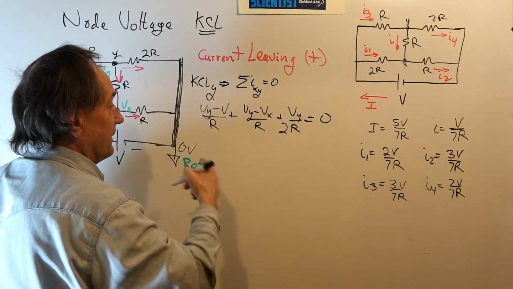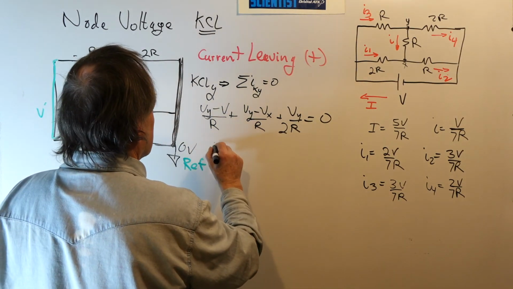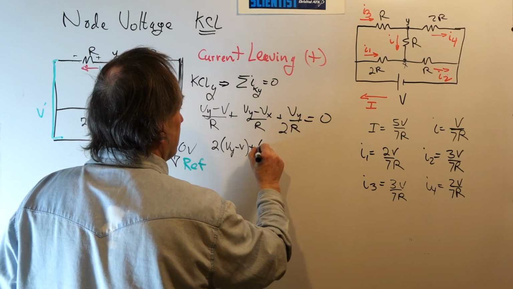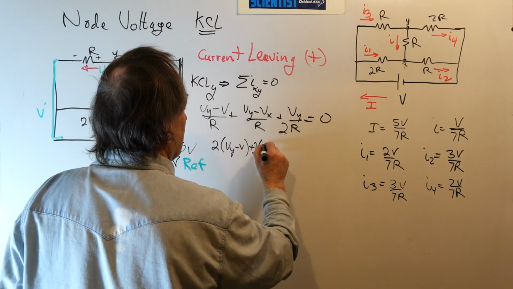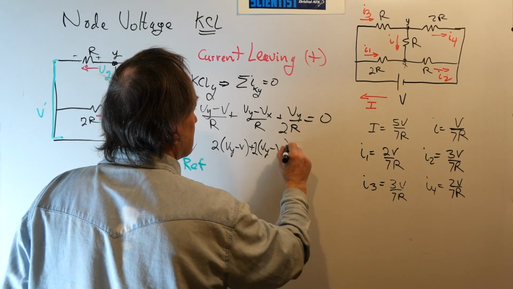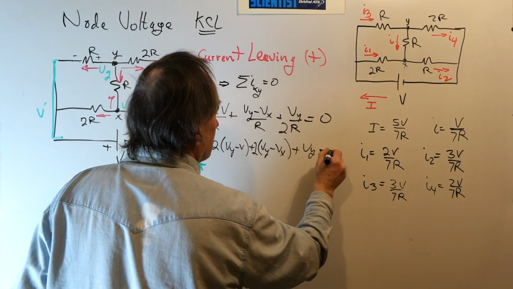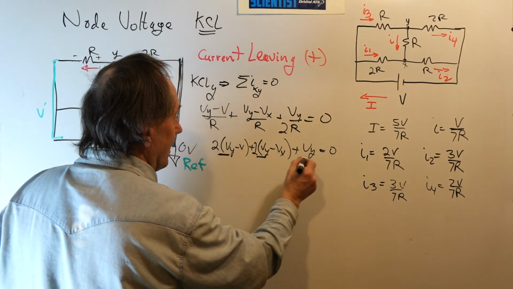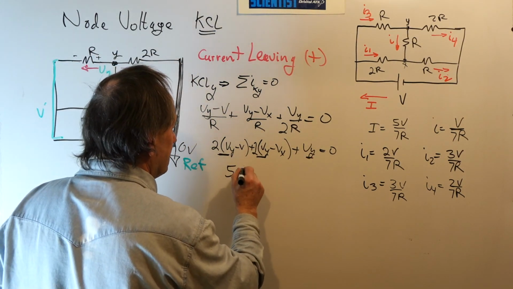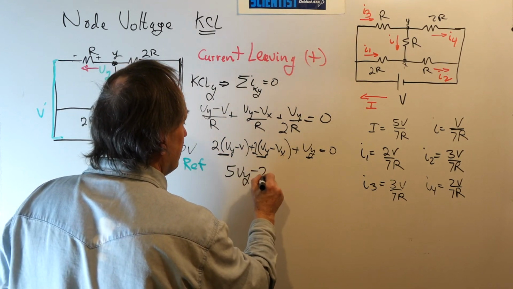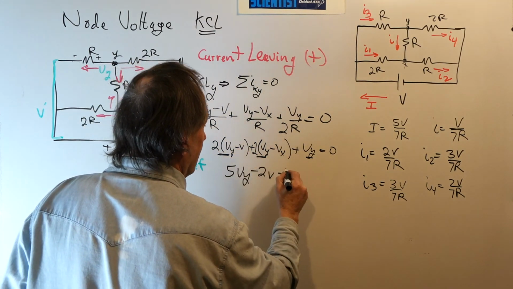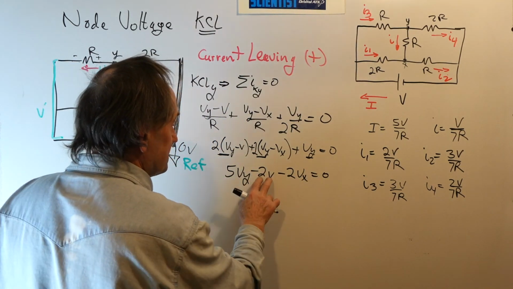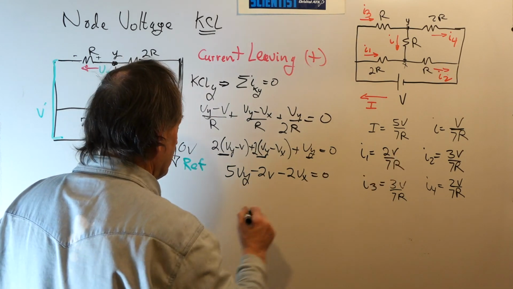Now I'll clear out the denominator by multiplying through by 2R. So we have 2 times (Vy minus V) plus 2 times (Vy minus Vx) plus Vy is equal to 0. Now we gather up like terms. We have a 2Vy, a 2Vy, and a Vy. So that's 5Vy. Then a minus 2V and a minus 2Vx is equal to 0. I'll move the 2V. This voltage is known. I'm going to move it to the right-hand side.